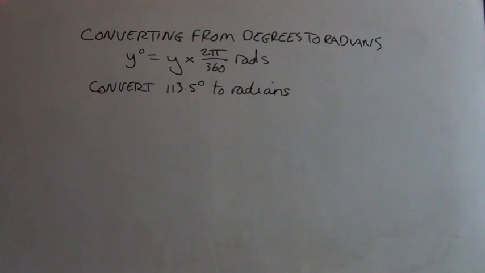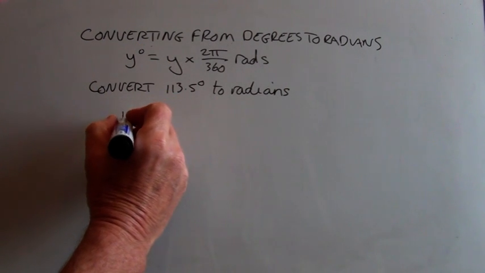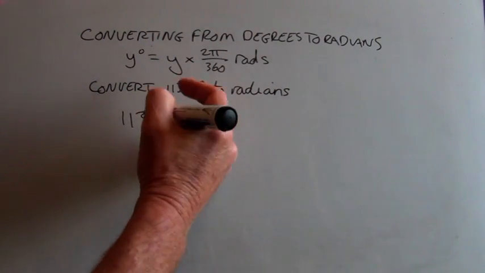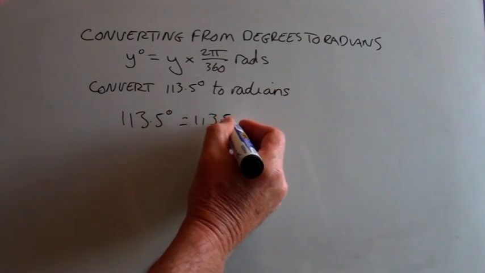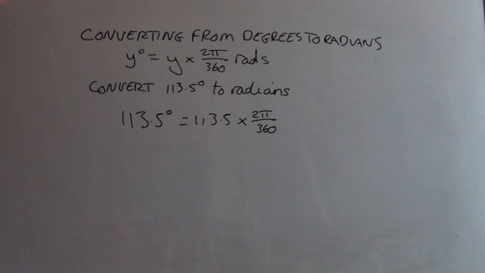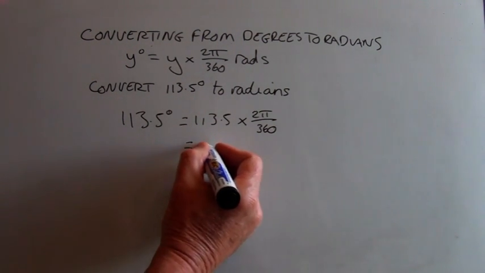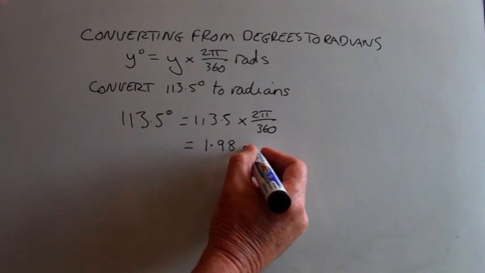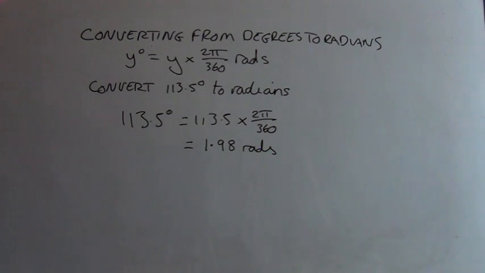Okay, so in this example, we want to convert 113.5 degrees to radians. Now I've made a note of the formula that we need to use at the top. I've shortened radians to rads. So I'll give you a couple of minutes to have a go at this one. So pause the video and I'll come back and I'll work through it with you. Okay, so we say y degrees, 113.5 degrees is equal to y, which is 113.5 times 2 pi over 360. So doing the math, this equals 1.98 rads.